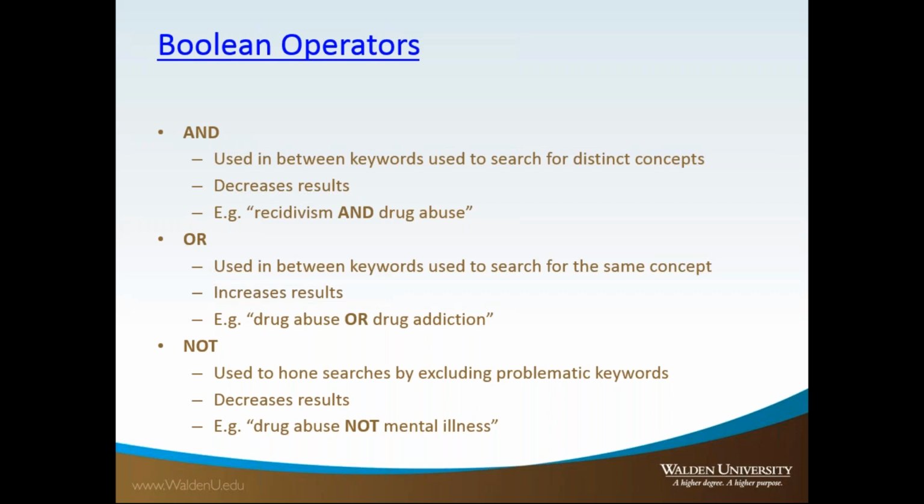So for example, I have recidivism and drug abuse here. So you can imagine if I just search for recidivism, I might see 20,000 results. But then if I add this term and drug abuse, I might see, I don't know, 10,000 results. So just an example. Or, on the other hand, we're going to use in between words that we use to search for the same concept.